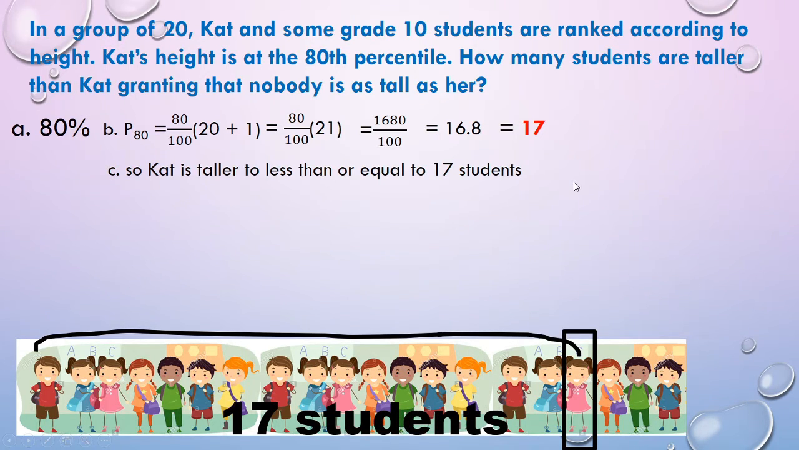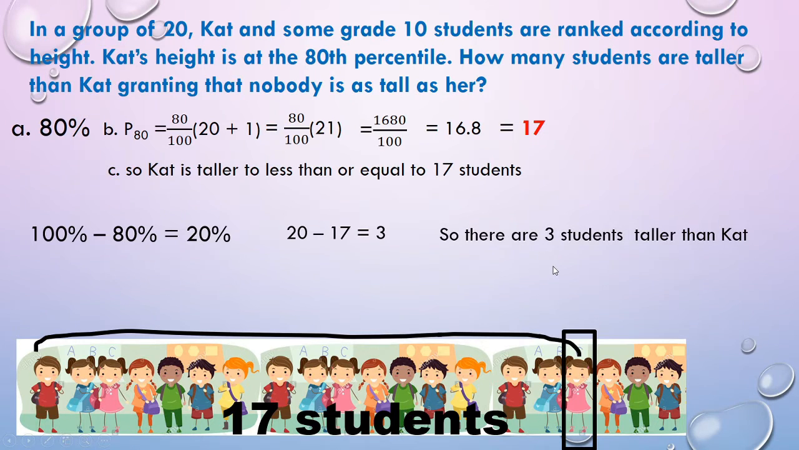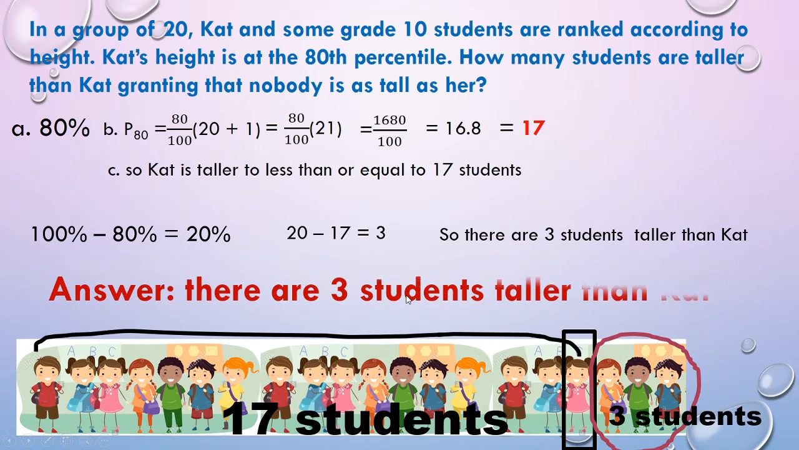Okay. Pero ang tanong ay, how many students are taller than Kat? O, kita na ang sagot, pero i-clarify pa rin natin. Dahil 20 sila, tapos pang 17 si Kat, so merong tatlo. So, there are 3 students taller than Kat. Yan po yan.